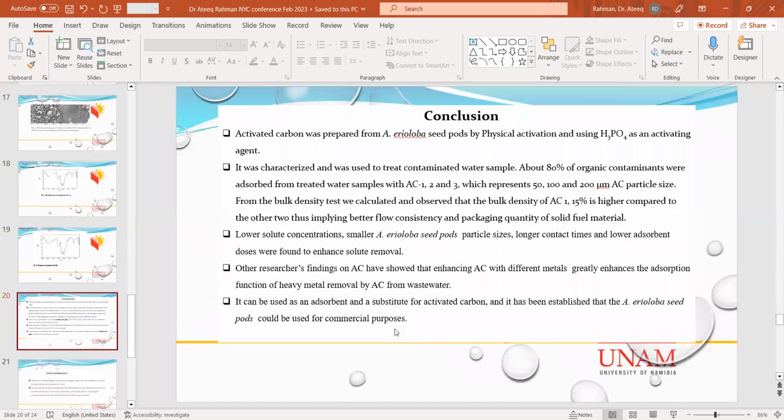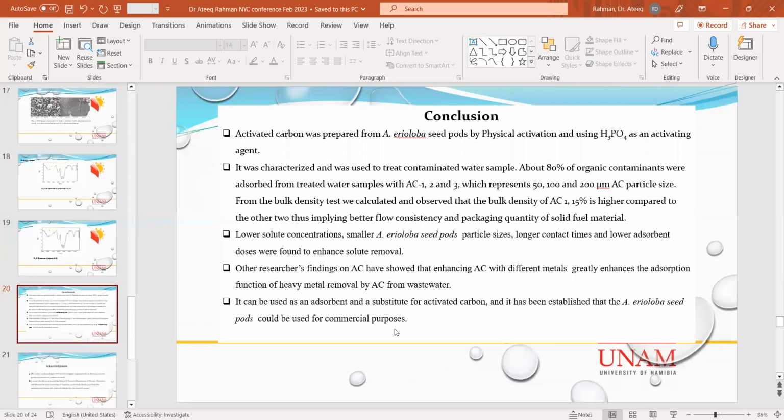In conclusion, activated carbon prepared from Acacia erioloba seed pods by chemical activation, that is using H3PO4, which is an activating agent, is characterized and used for the treatment of the water sample. So 80% of the organic contaminants were absorbed, treated, and 50, 100, and 200 microns were also tested. High bulk density and high compressibility were found. Lower solute concentrations, particle sizes, longer contact times, and lower adsorbent doses were found to enhance the solute removal.